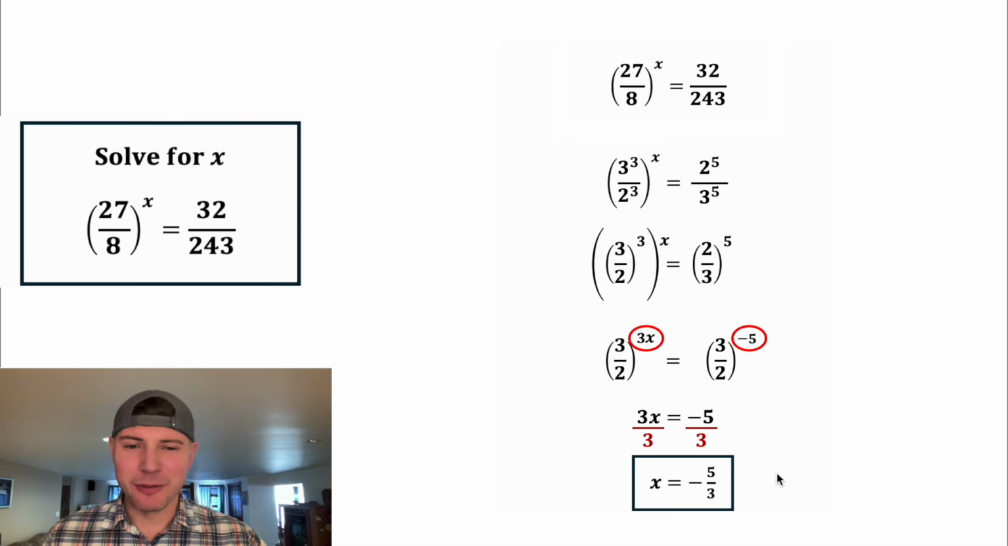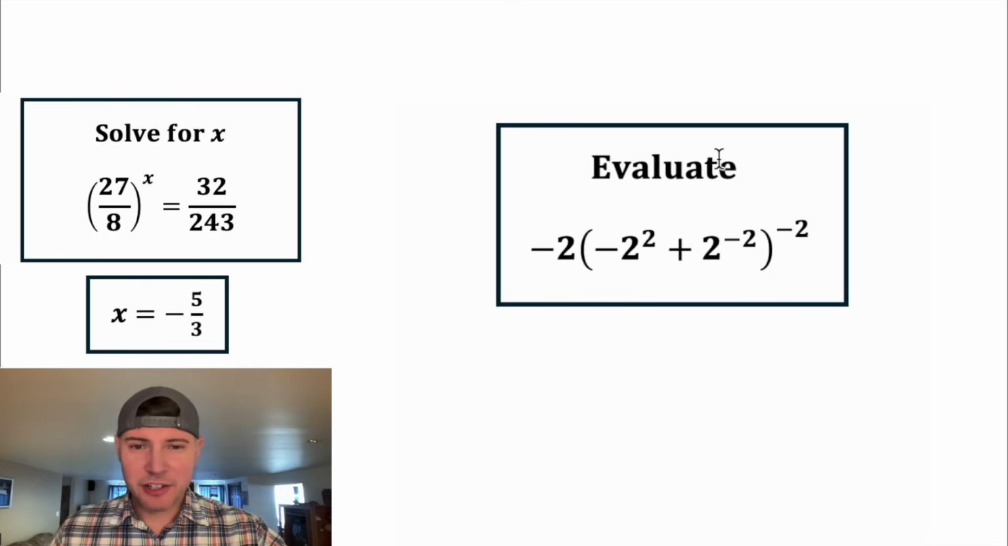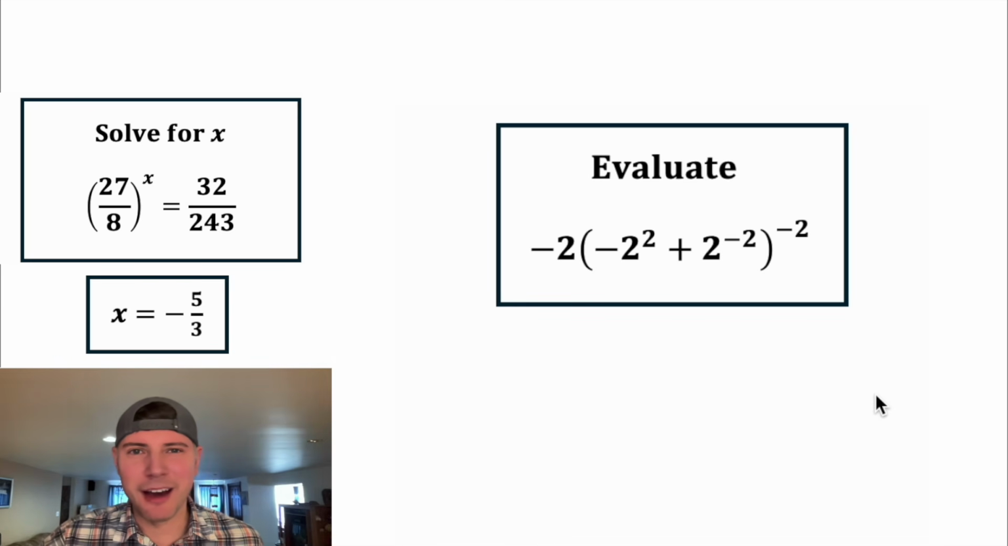This was kind of a fun one. How exciting. And here's tomorrow's problem. And how would I even say this? Negative 2 times the quantity negative 2 squared plus 2 to the negative 2 to the negative 2. I think I said that right. Well, this is definitely going to be a fun one. How exciting.